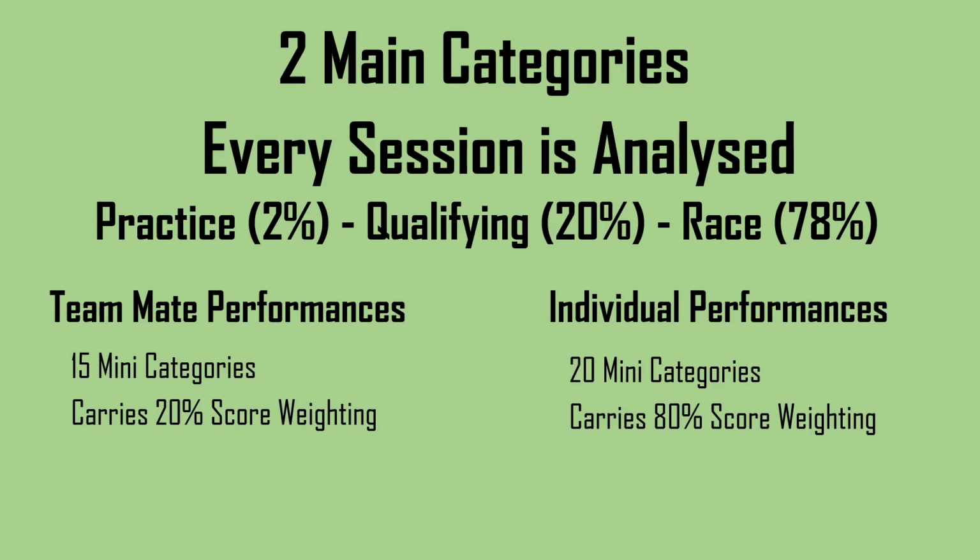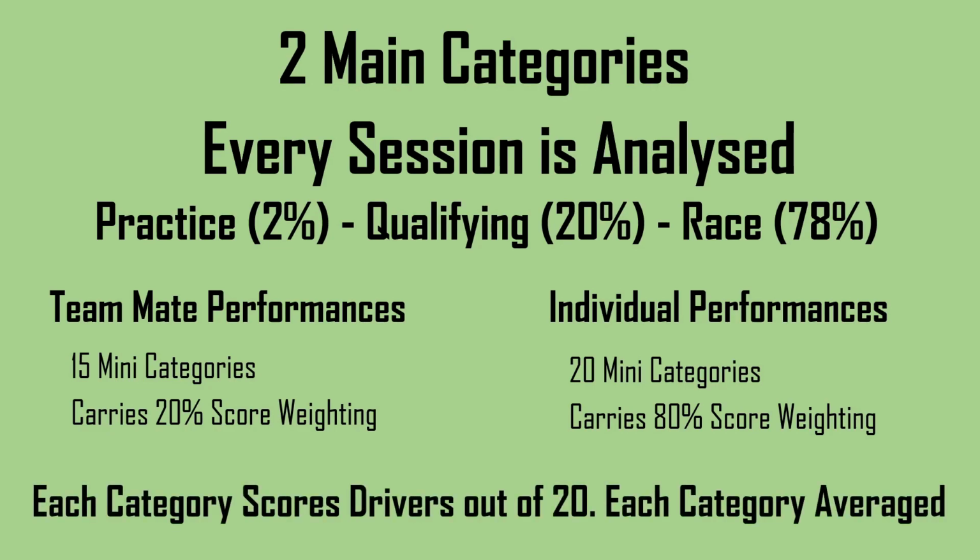Each of these 35 overall mini categories is scored out of 20, and then everything gets averaged at the very end. Now, just one thing to note with this is it is nigh on impossible to score 20 out of 20. I think the highest season score for any one race is 14.2, so it is extremely hard to get that 20 out of 20.